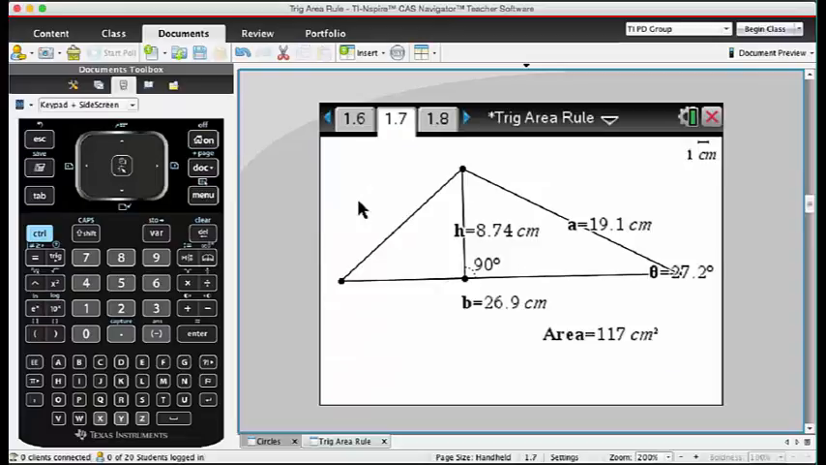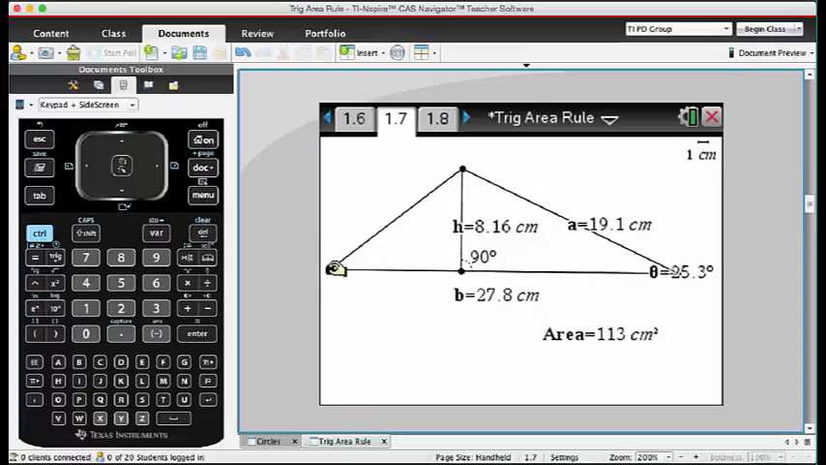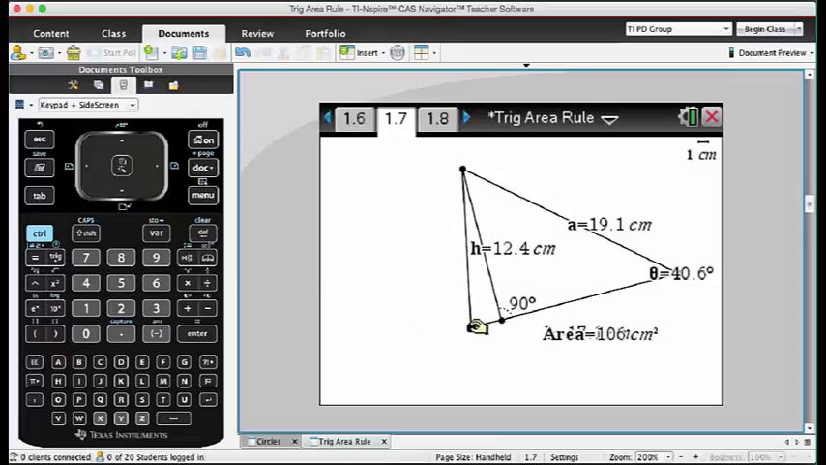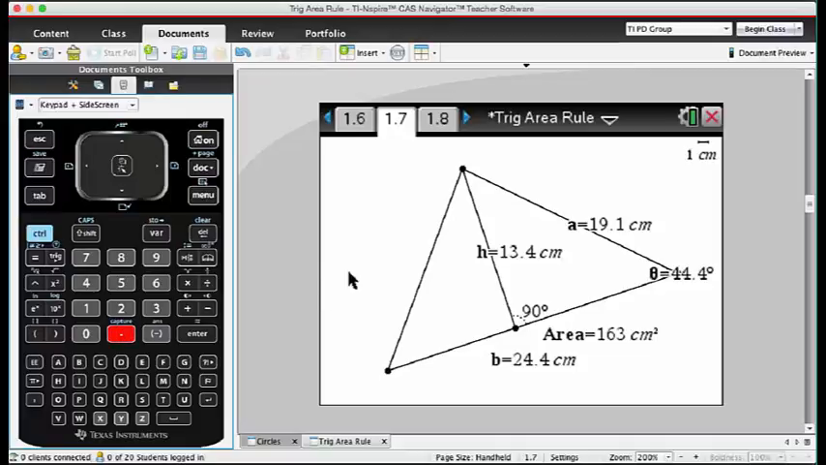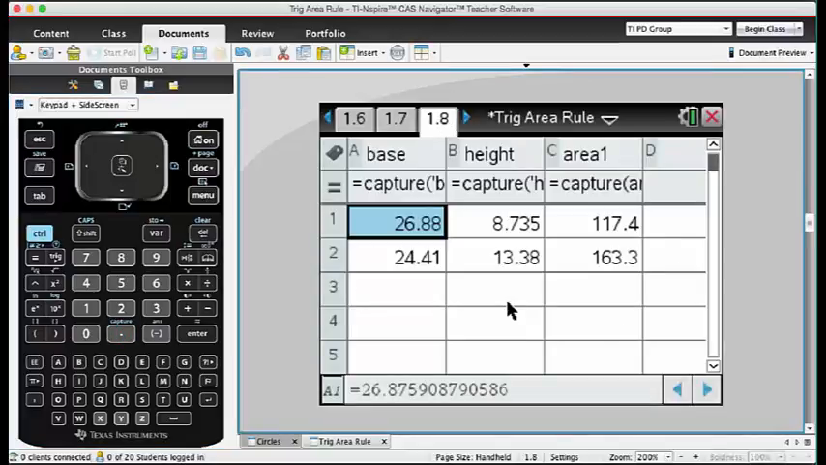If I go back into 1.7, drag the triangle around, make it something totally different, control, decimal point. If we go back in, you'll notice that it's now recorded the second area. Now, the students are asked to do five of those. I won't do that here now.